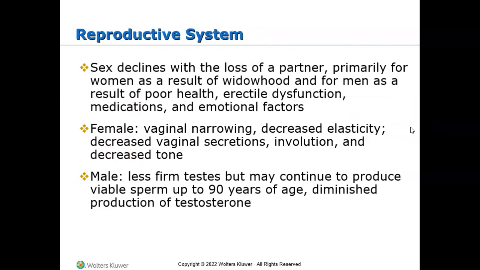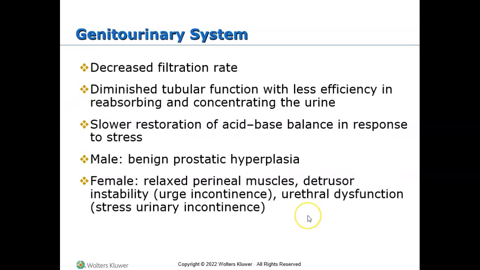Reproductive system, you have erectile dysfunction. Some medications for blood pressure and others can affect erectile function, leading to dysfunction. And with females, as they age, they have decreased elasticity and vaginal secretions and decreased tone. Males, less firm testes, but they actually can continue to have sperm that's viable for up to 90 years of age. So that's an interesting prospect.